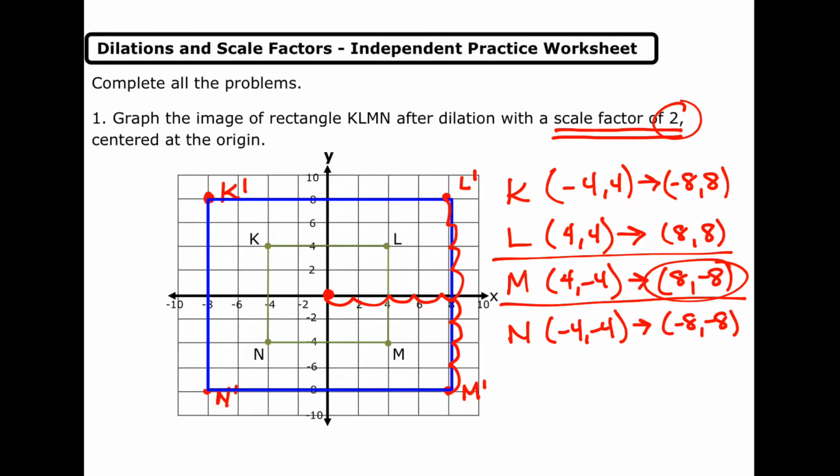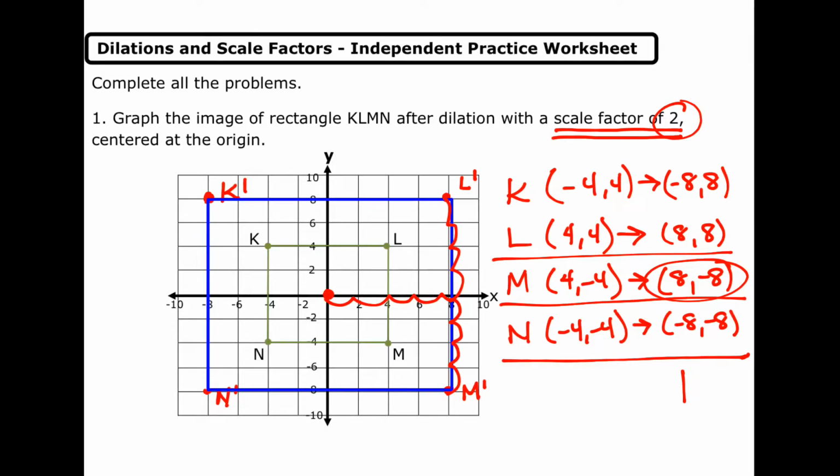So you could do your original dilation by using the original coordinates and just multiplying by the scale factor, or you could actually count out the distance from the center of dilation to find your new coordinates, and then check using this method of multiplying the old coordinates by the scale factor to get the new coordinates, and make sure that's what you actually came up with when you were counting out your distances.